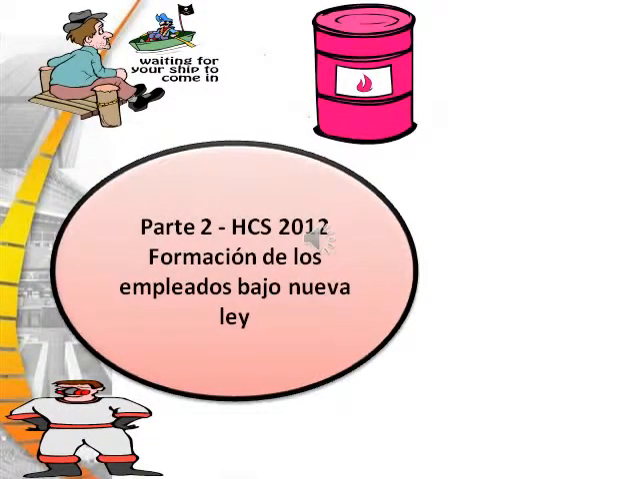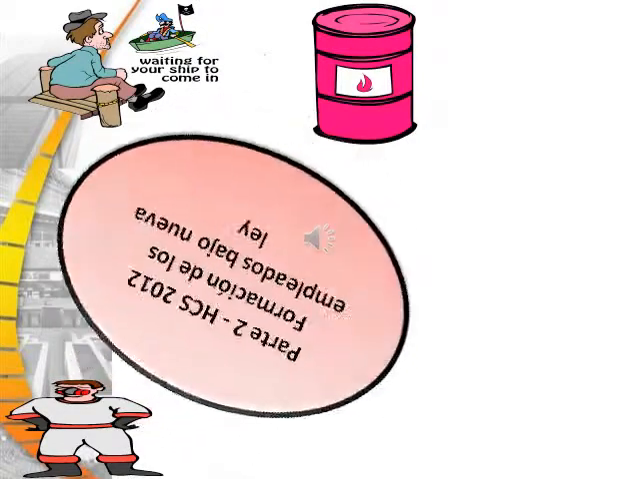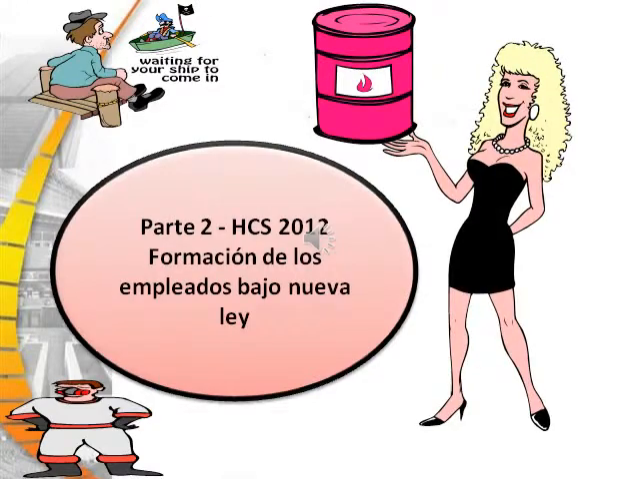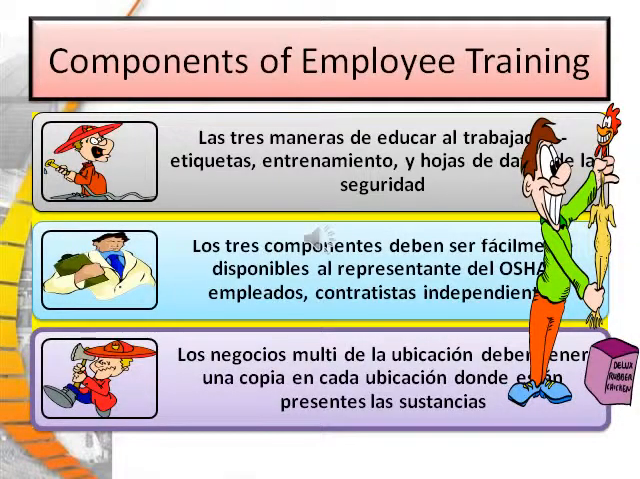Part 2, HCS 2012 Employee Training under the new law. Components of employee training. The three ways of educating the worker: labels, training, and safety data sheets. All three components must be readily available to the OSHA representative, employees, or independent contractors. Multiple location businesses must have a copy at each location where the substances are present.